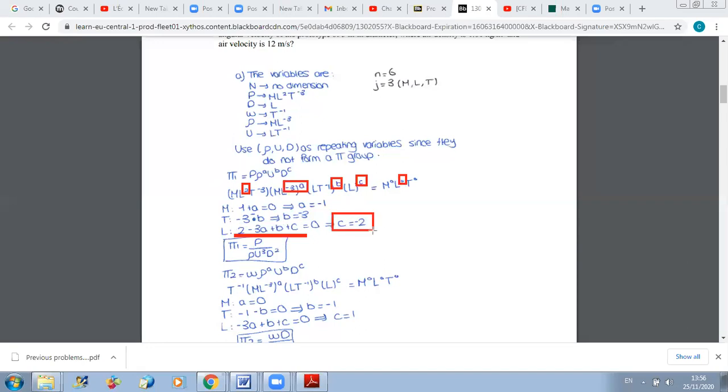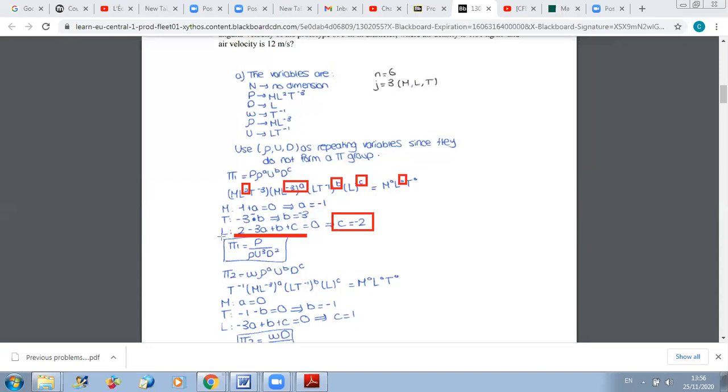So from this system, I have 3 equations and 3 unknowns. I found the coefficients A, B, and C. Once I find A, B, and C, my group is done. Because A is the coefficient of rho, and A is -1, it's over rho. B is -3, so it's over u cubed, because B is the coefficient of u. And C is -2, the coefficient of d, so I have 1 over d squared.